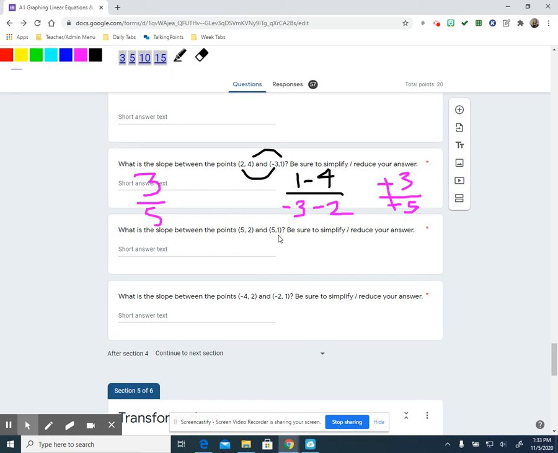The next one, 1 minus 2 and 5 minus 5. Our change in y is 1 minus 2. Those are our two y values, and our change in x is 5 minus 5. 1 minus 2 is a -1, and 5 minus 5 is 0. When 0 is on the bottom, we call that undefined.